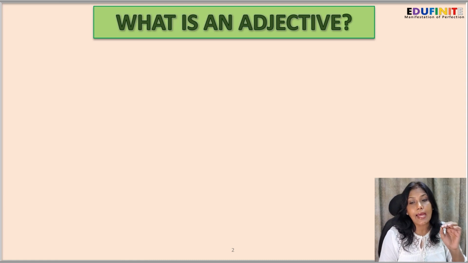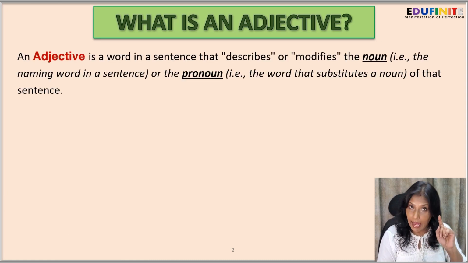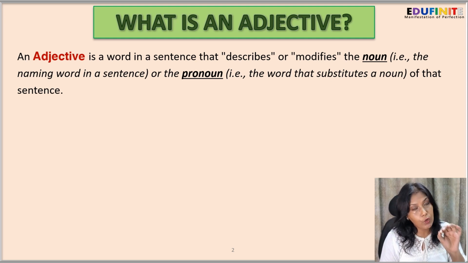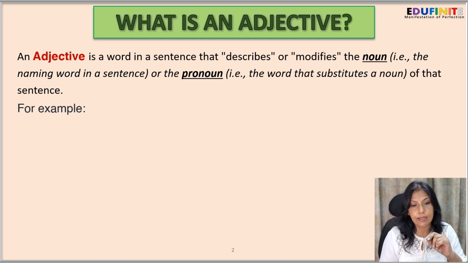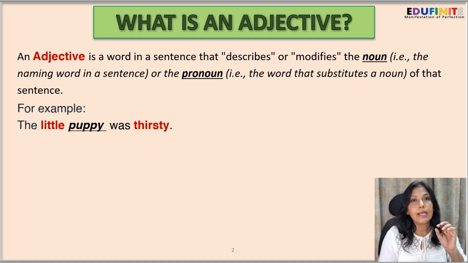Now, what is an adjective? An adjective is a word that describes or modifies the noun, that is the naming word in a sentence, or the pronoun, that is the word that substitutes a noun of that sentence. For example, the little puppy was thirsty. Now, the word little tells us about the size of the puppy, and thirsty tells us about the state of the puppy, like he was in the need of water.